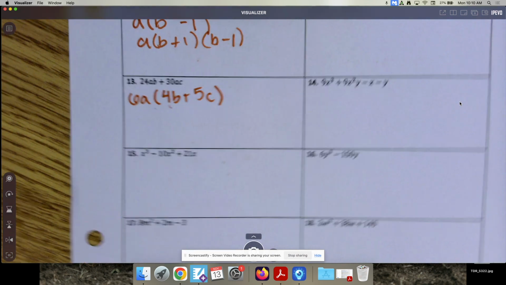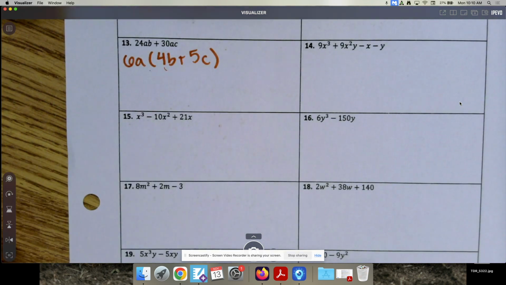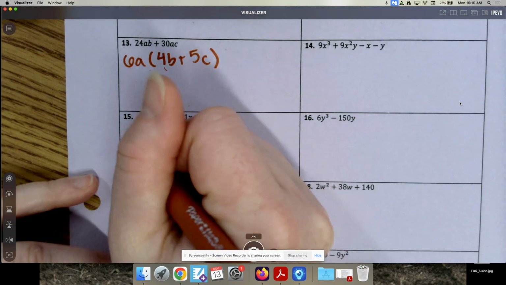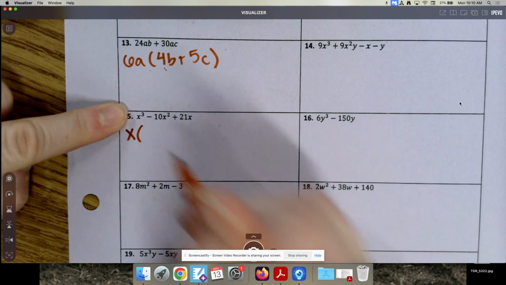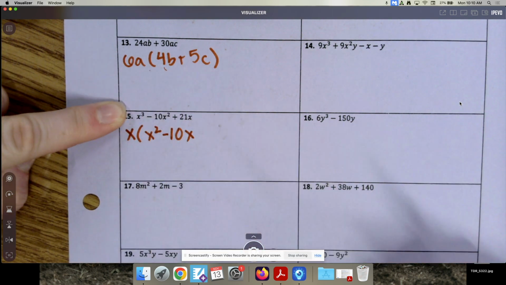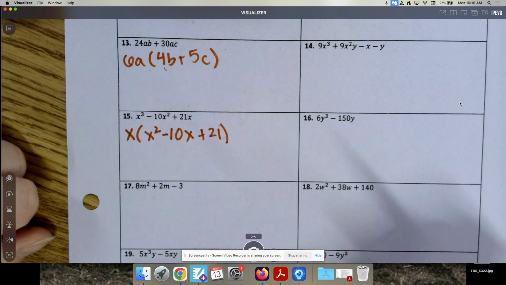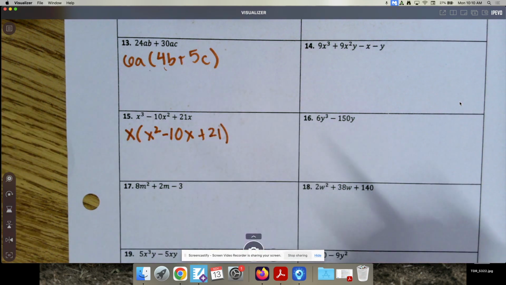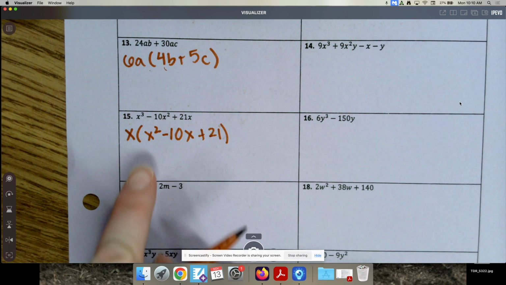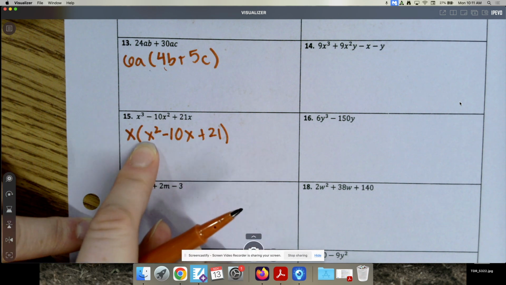On number 15, do we have a greatest common factor? Yeah, we can take out an x. X cubed now is x squared, minus 10x squared is now minus 10x, plus 21. And then the thing that makes this sheet trickier than what you did before is you always want to look to see, can you do more? So this is an x squared, so we can probably break it down more.